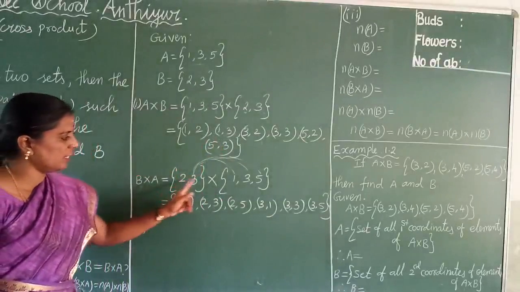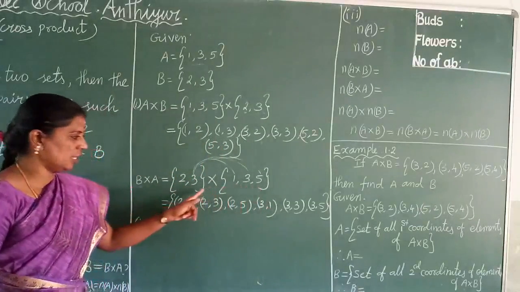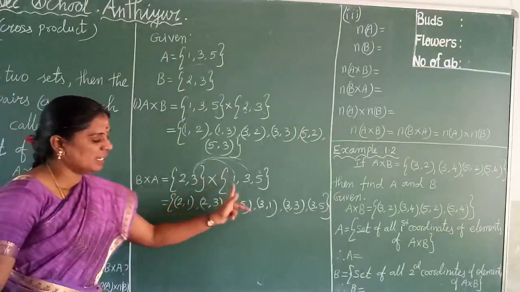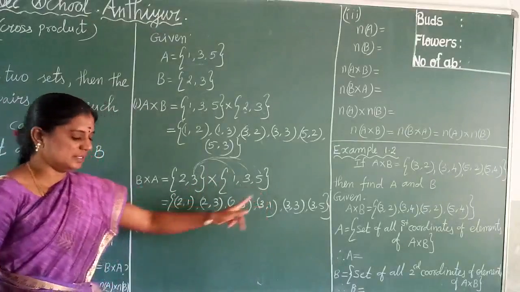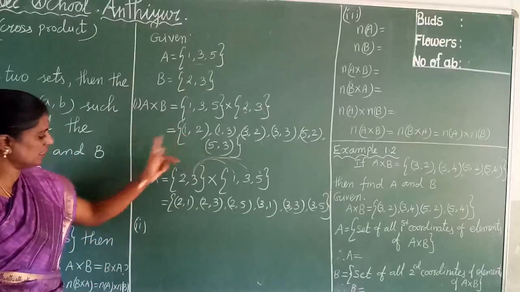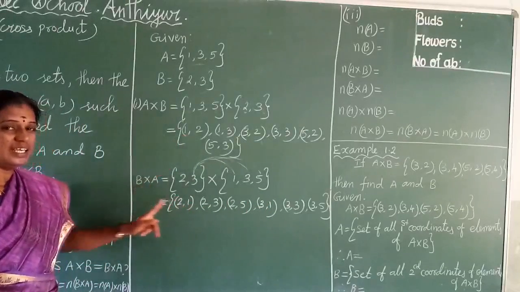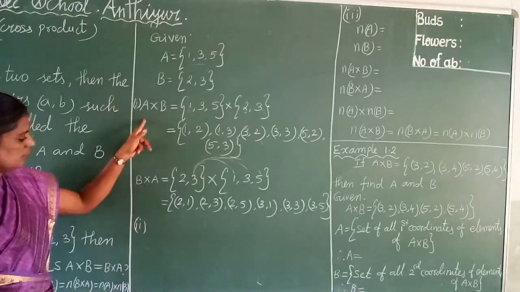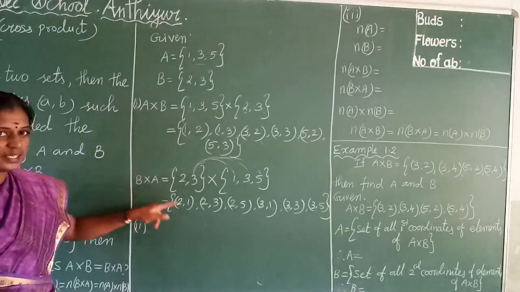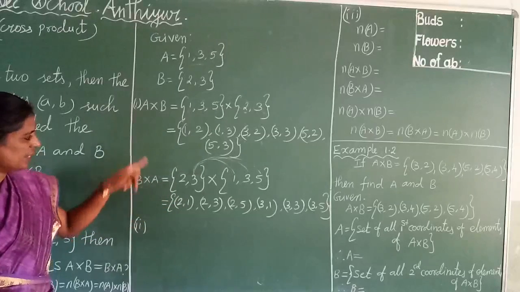First one we take and complete the second set fully, all elements. Then the second element and the second set all elements. That is the A cross B answer. This is the B cross A answer. Second option, A cross B is equal to B cross A, you want to check it. Compare the A cross B answer and B cross A answer.